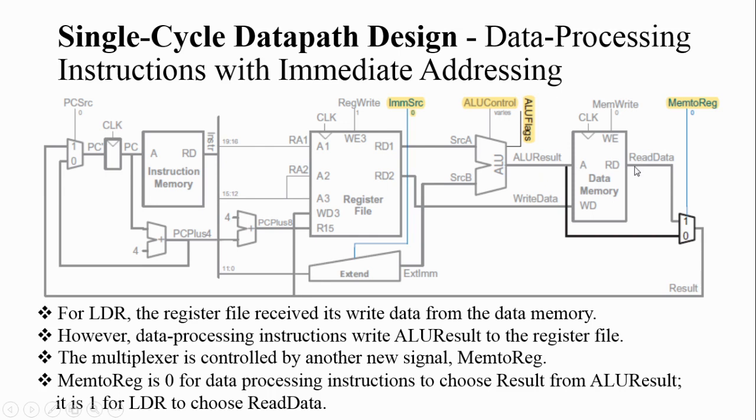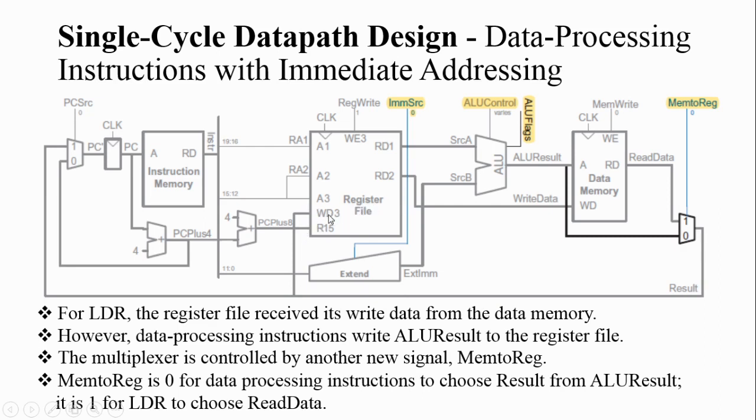That means instead of selecting the read data output and writing it into the register, you are taking the ALU result. By configuring this as 0, the ALU result will be available at the multiplexer output, which is known as the result. That result will be written onto the register file. So that is why it is connected to the write port of the register file.